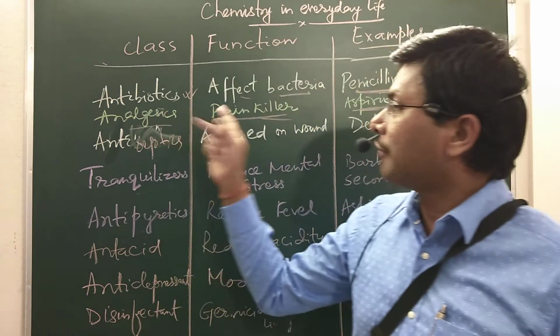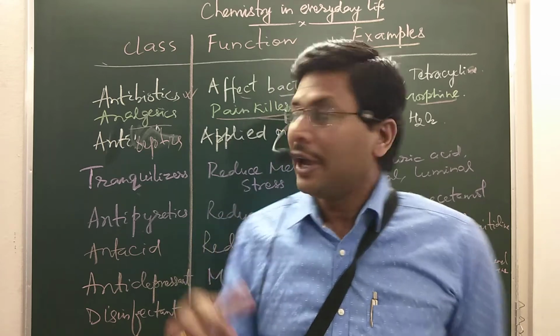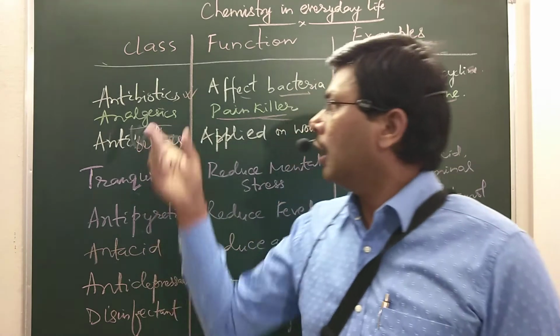So there are two types of analgesics. One is addictive, another is non-addictive. Aspirin is a non-addictive form, whereas morphine is an addictive analgesic.